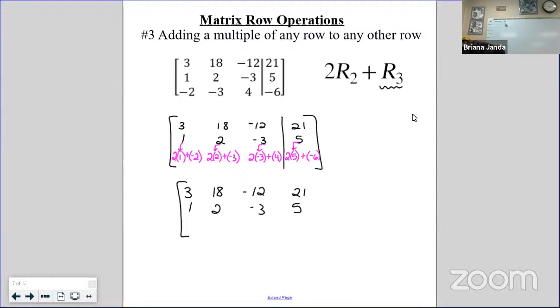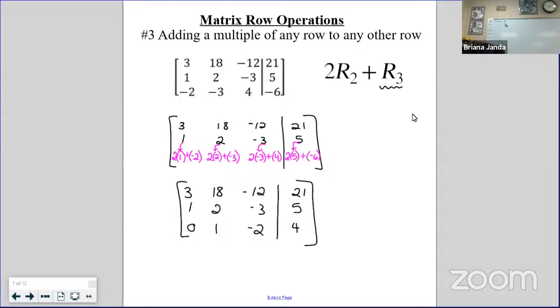So now I'm just going to clean those up. 2 times 1 is 2, plus -2 is 0. 2 times 2 is 4, plus -3 is 1. 2 times -3 is -6, plus 4 would be -2. 2 times 5 is 10, plus -6 would be 4. Questions?